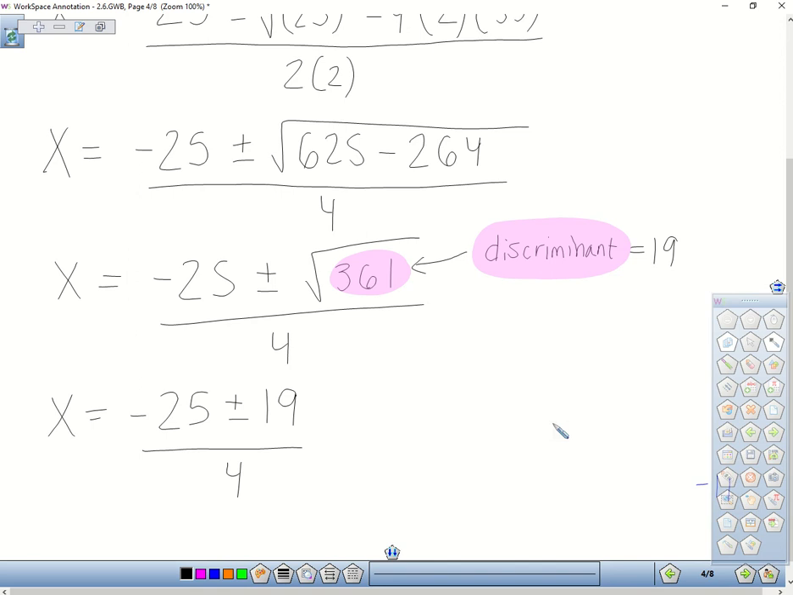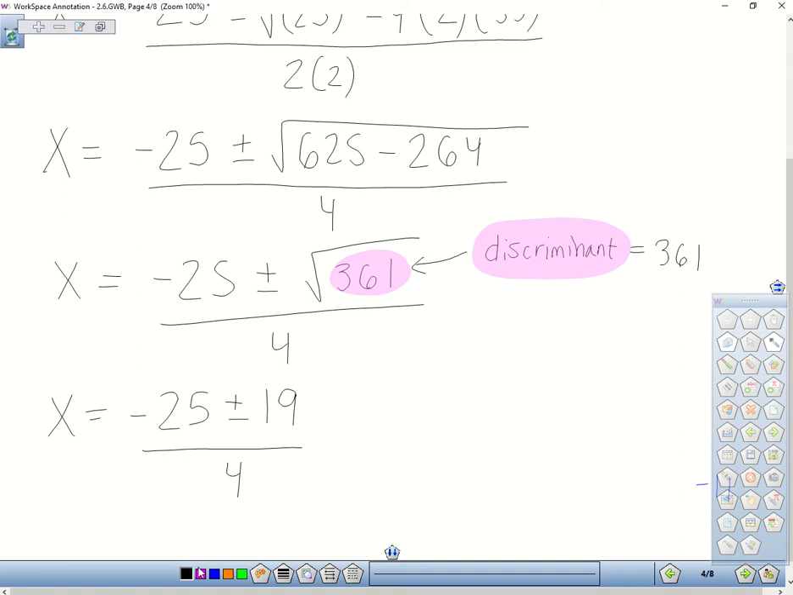Yes, it's going to be 2 real rational roots. Technically speaking, your discriminant is actually 361, and that is a perfect square because we checked it, okay? So that is going to be 2 real rational roots. How do you know if it's going to be 2 real rational? Because my discriminant is greater than 0, and it's also a perfect square. Okay, it fulfills the 2 requirements.